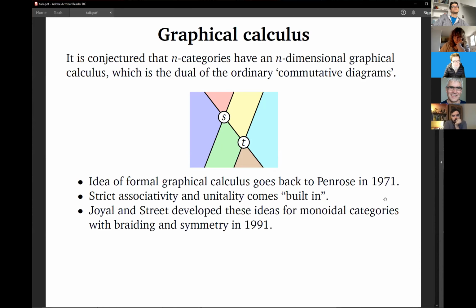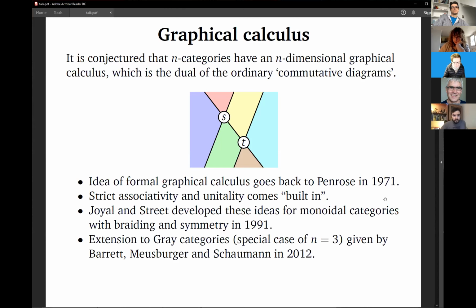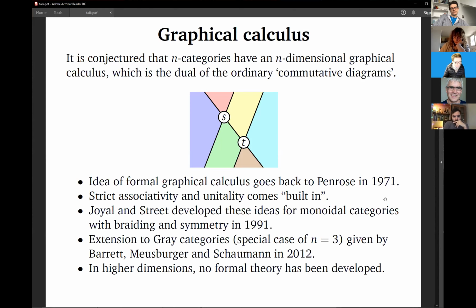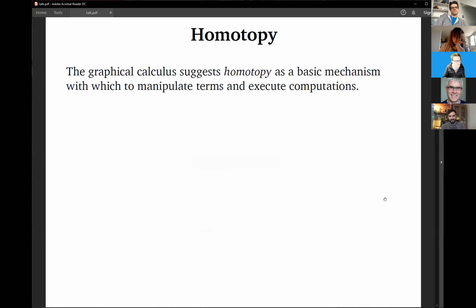Joyal and Street, of course, developed the graphical calculus for monoidal categories on a formal basis in 1991. We've now got a nice treatment, much more recently, by Barrett, Meusburger, and Schaumann in 2012 for Gray categories. In high dimensions, no formal theory has been developed, so you can't really read anywhere what a 7-dimensional graphical calculus diagram is, what rules it has to obey, what the isotopy laws are, and so on. Nonetheless, even in high dimensions, graphical calculus is regularly used as an informal language. One of my favorite examples, oh, I've taken it out, oh dear. I had a nice example, but that hasn't survived the editing of my slides, so let's just move on.